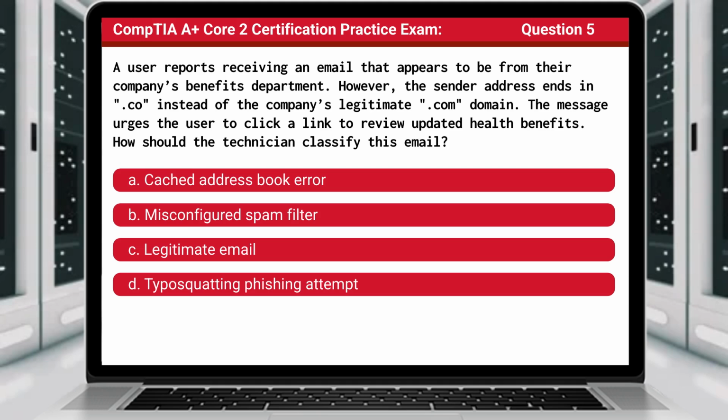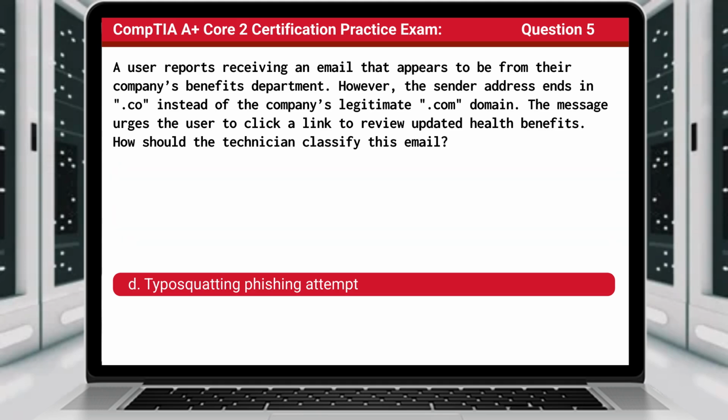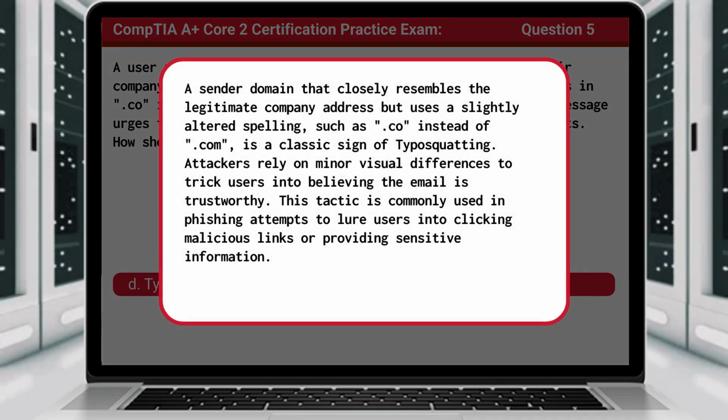The answer is D. Typosquatting phishing attempt. A sender domain that closely resembles the legitimate company address but uses a slightly altered spelling, such as .co instead of .com, is a classic sign of typosquatting. Attackers rely on minor visual differences to trick users into believing the email is trustworthy. This tactic is commonly used in phishing attempts to lure users into clicking malicious links or providing sensitive information.